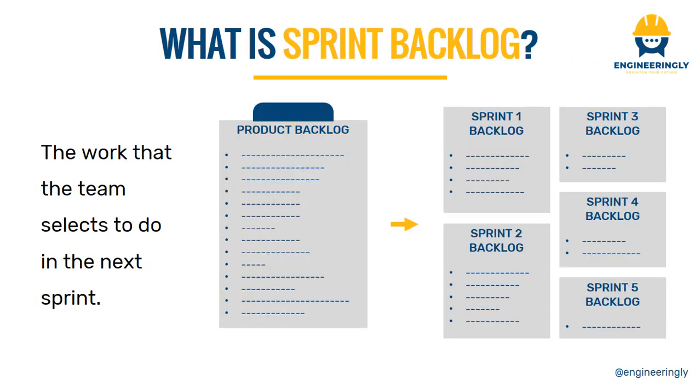Next, we have the sprint backlog. We talked about the product backlog. What we do is we take out specific items out of the product backlog and include them in each of the sprints. And all the items listed in the sprint backlog will be completed in one sprint.